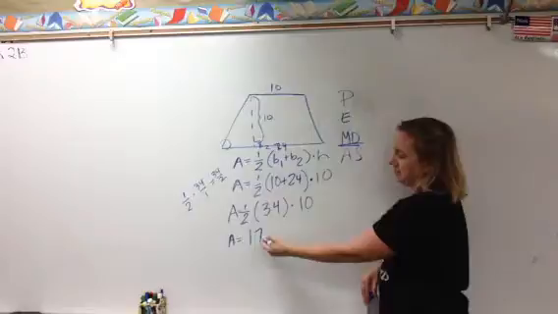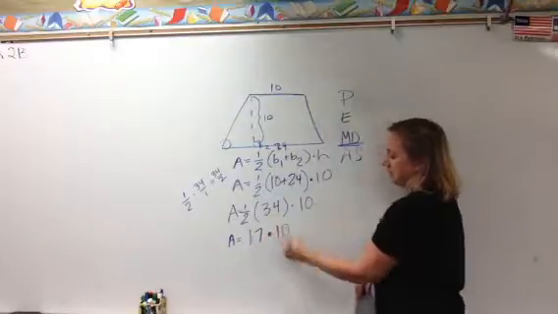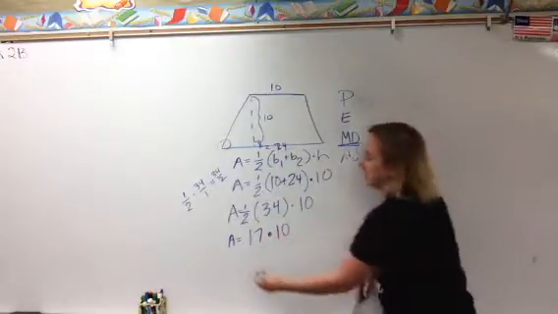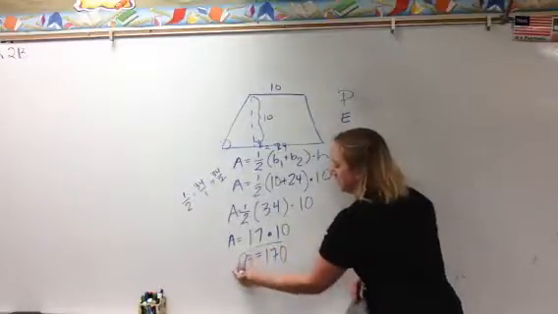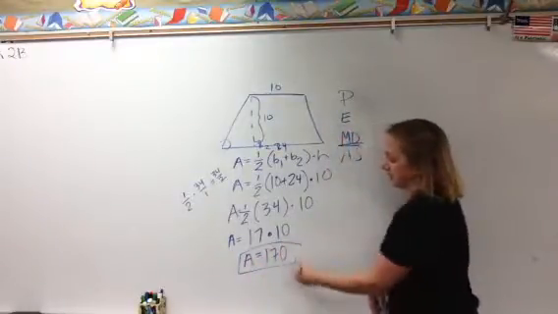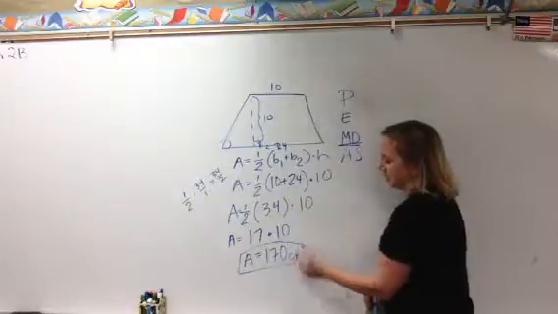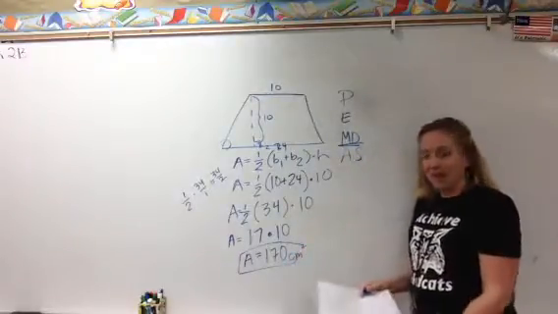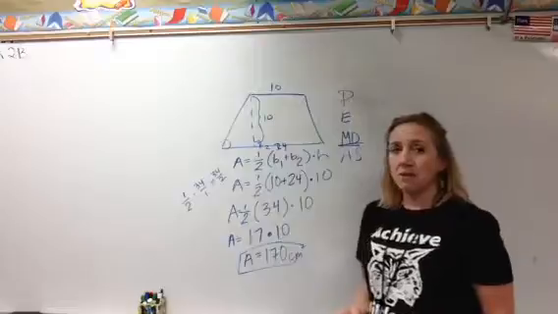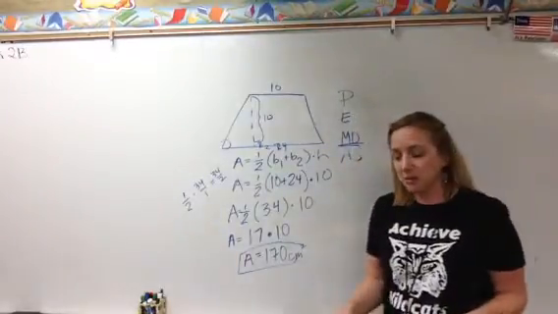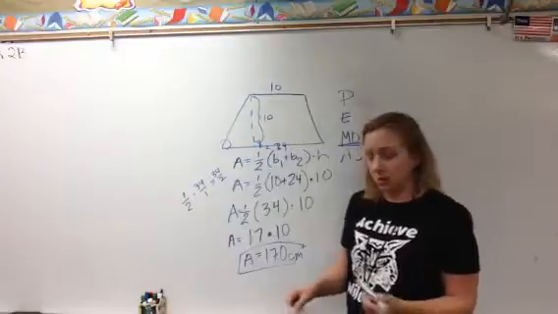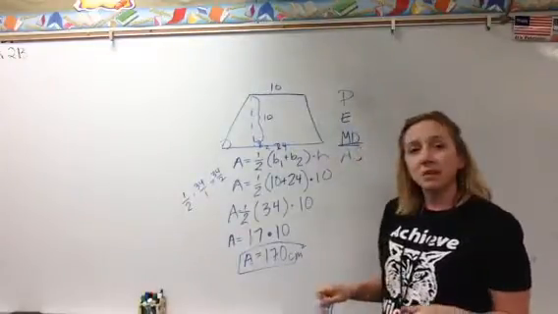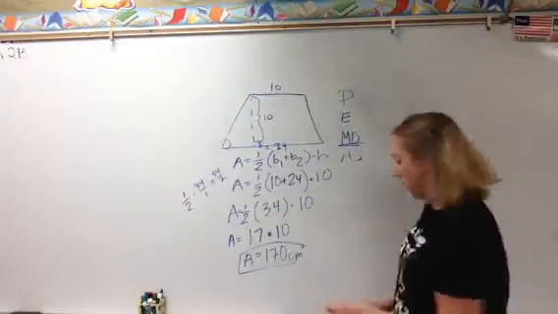But in this case, I have 17 times 10. 17 times 10, I know, is 170. I just add that 0. So our area for our trapezoid is 170 squared centimeters. All right, so that kind of takes care of the portion of the geometry. Next, we're going to talk about when you have to solve for finding a number that you don't know. This correlates with problem 15 on your homework.